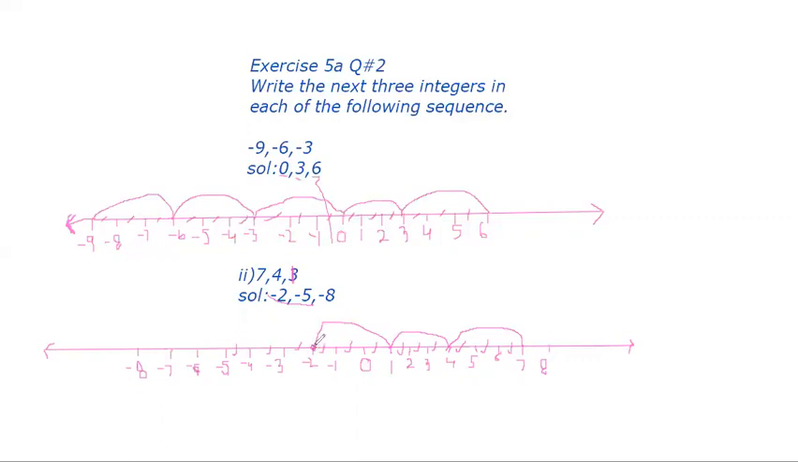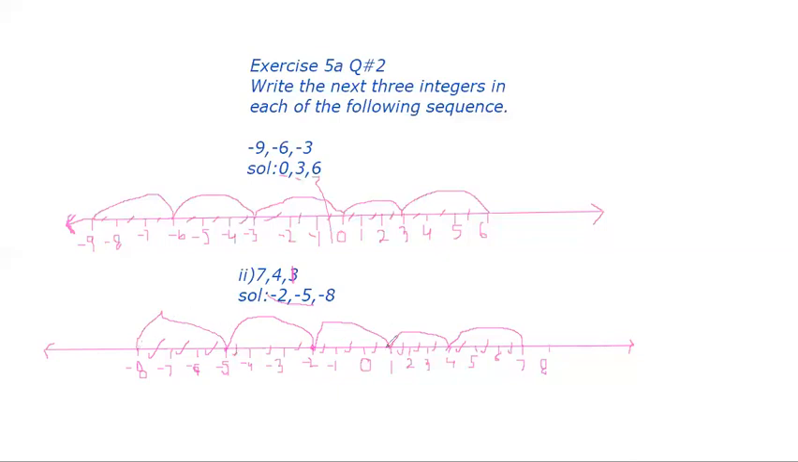After -2, the next integer according to the sequence of the question is -5. Now follow again the same pattern. First, second space and third, we have to jump to -8. From -5 we have to jump to -8.